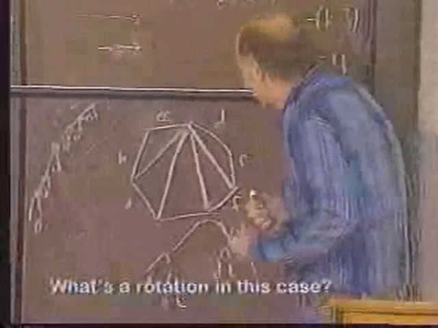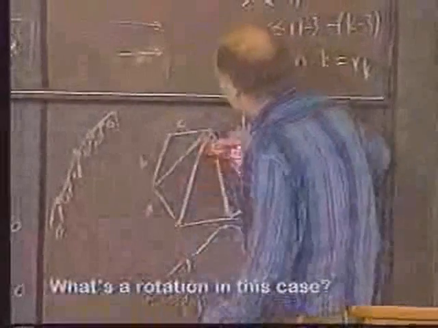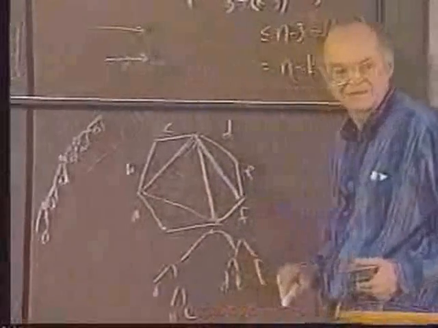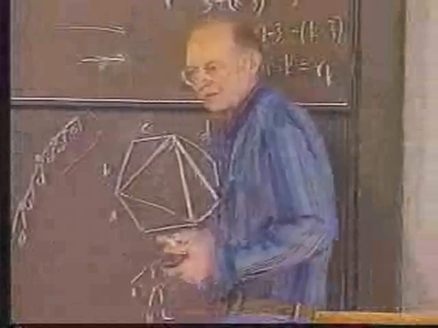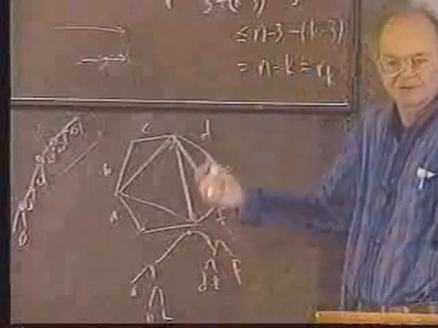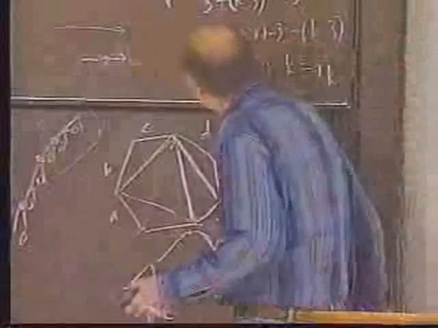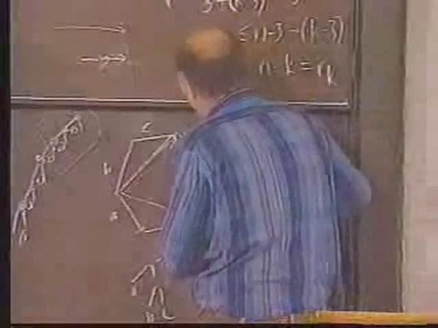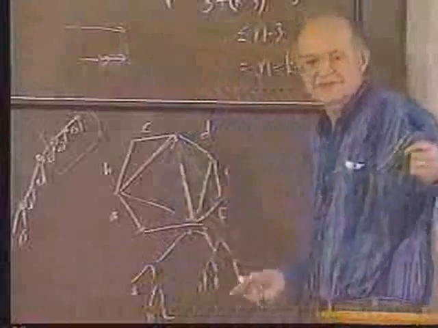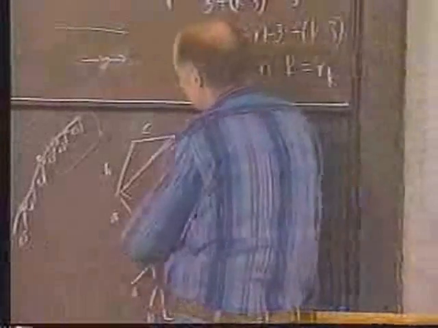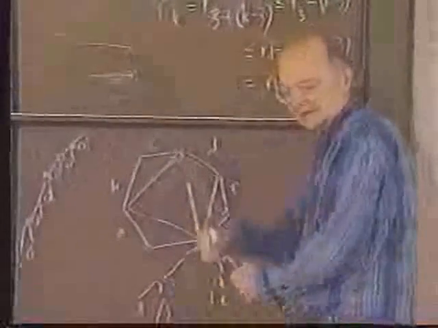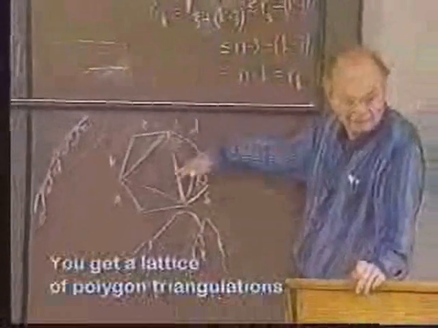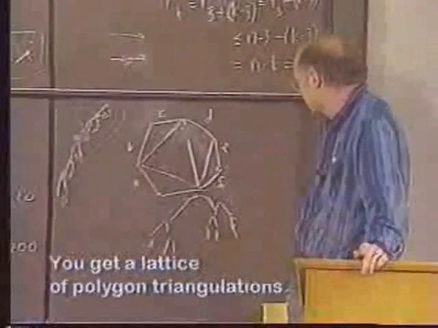If you say, what's a rotation in this case? Well, it just turns out to be erasing one of the diagonals and putting in the other one, and that's called a flip operation. People who do computational geometry know triangulations are very important in numerical analysis, and a lot of operations are based on this flip operation. There's a right flip and a left flip depending on whether the diagonal is cutting from left to right or right to left. So you get a lattice of polygon triangulations.